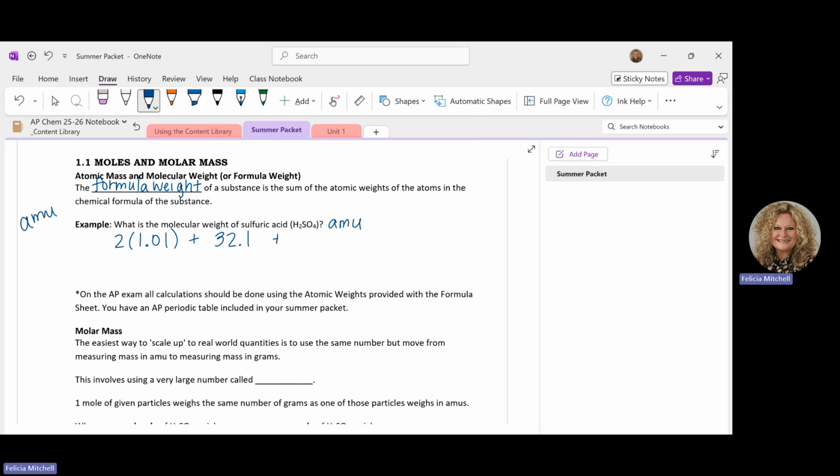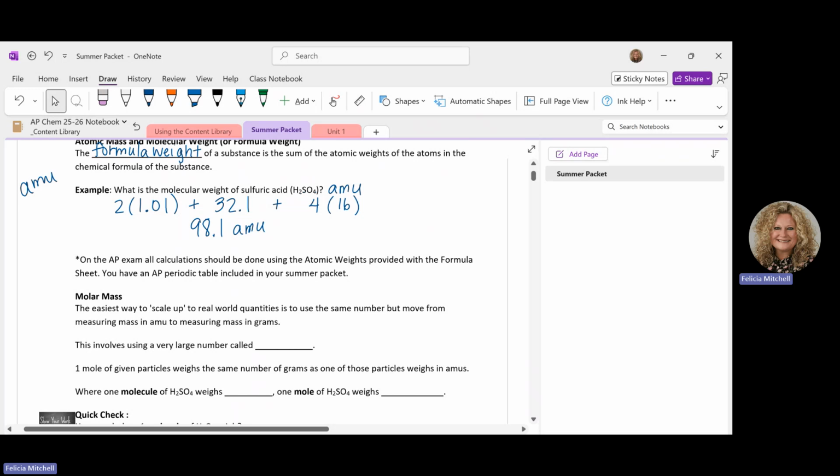And then you could also say that you have 4 times 16 for the oxygens, okay? Because we usually round oxygen to 16. It's like 15.999. And when you add that up and do your multiplication, of course, you would get 98.1 AMUs. So that is truly the molecular weight of sulfuric acid.